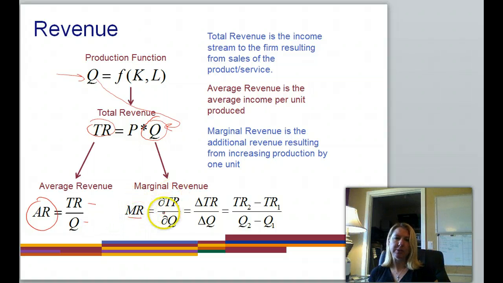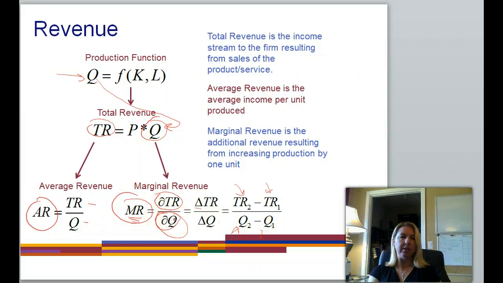We then have marginal revenue. Marginal revenue describes the additional revenue that will be received from selling one more unit of the output. So if we're looking at calculus, that's going to be the partial of total revenue with respect to the partial of your output Q. If we're looking at discrete terms and not continuous, we can look at delta, which means the change. So we have the change in total revenue divided by the change in quantity, which tells us how much revenue we're going to get from selling one more unit of the good. Another way to simplify that algebraically is to look at two points of total revenue, so total revenue 2 minus total revenue 1, divided by Q2 minus Q1, and that'll tell you how much additional revenue you're getting for every unit that you sell at that point along the total revenue curve.